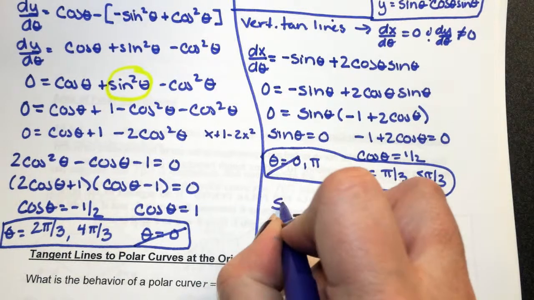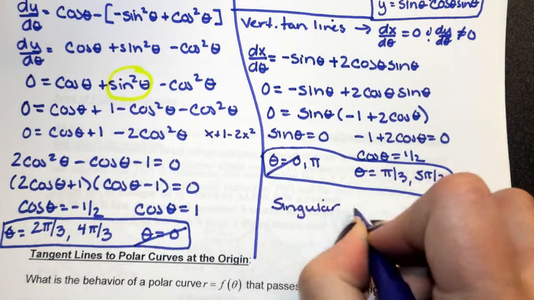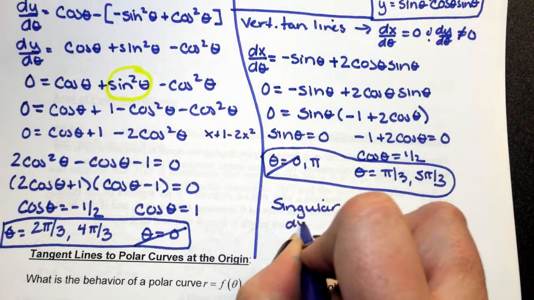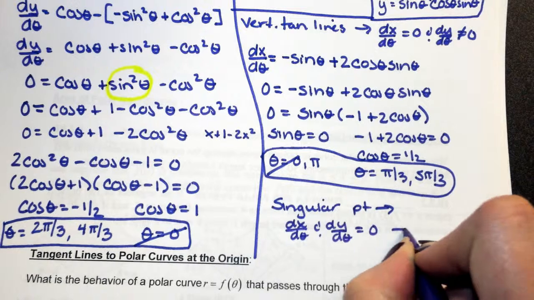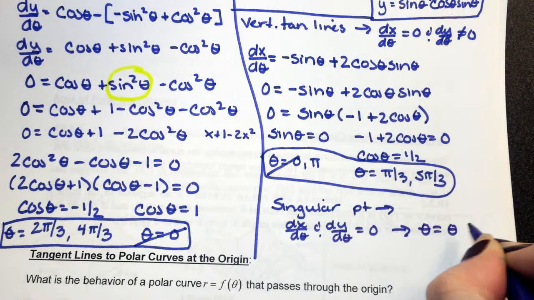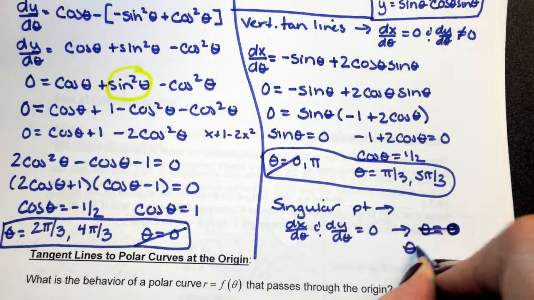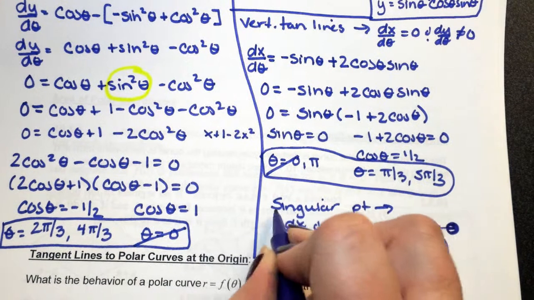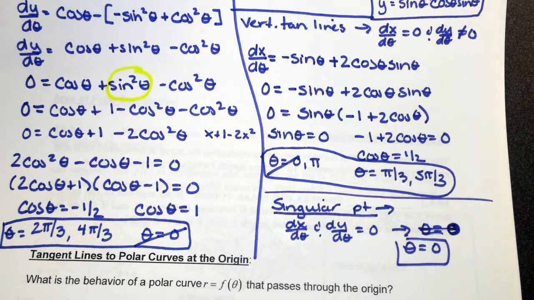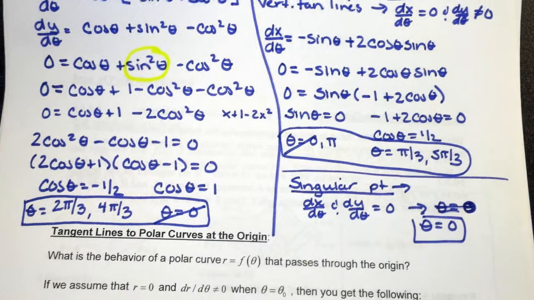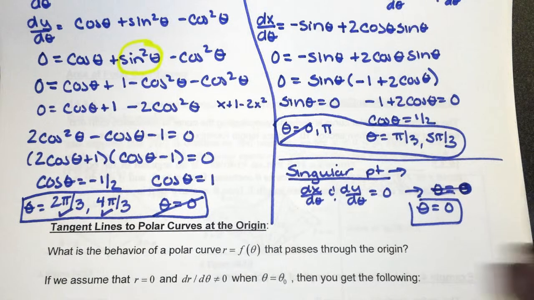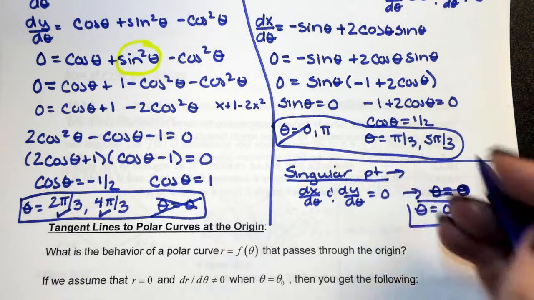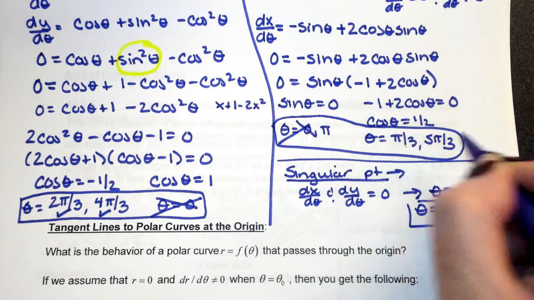The singular point, remember, is where my dx d theta and dy d theta are both equal to 0. So again, I know I have a singular point when theta is equal to 0. So I have 2 angles that will give me a horizontal tangent line, which are 2 pi over 3 and 4 pi over 3. And I also have 3 places where I'll have a vertical tangent line, which are at pi, pi over 3, and 5 pi over 3.